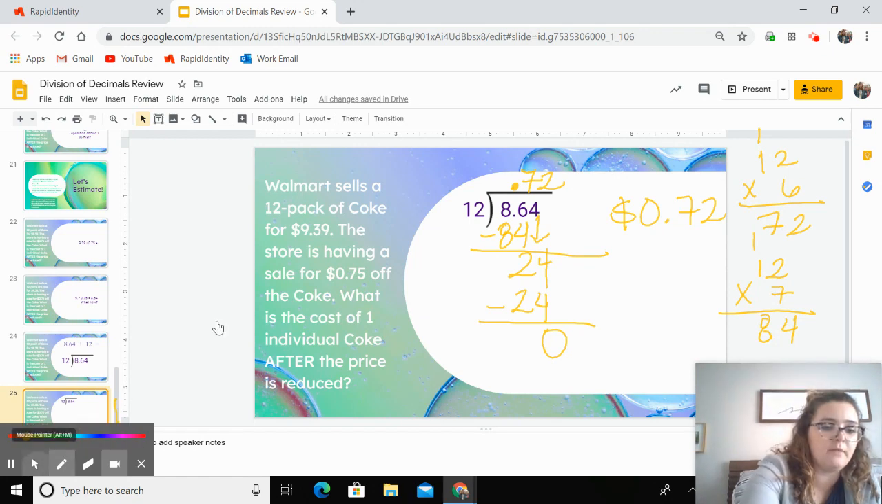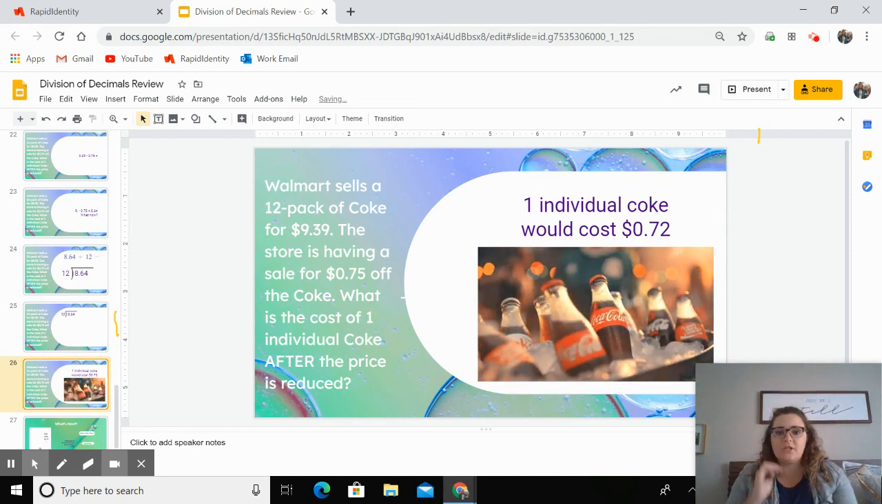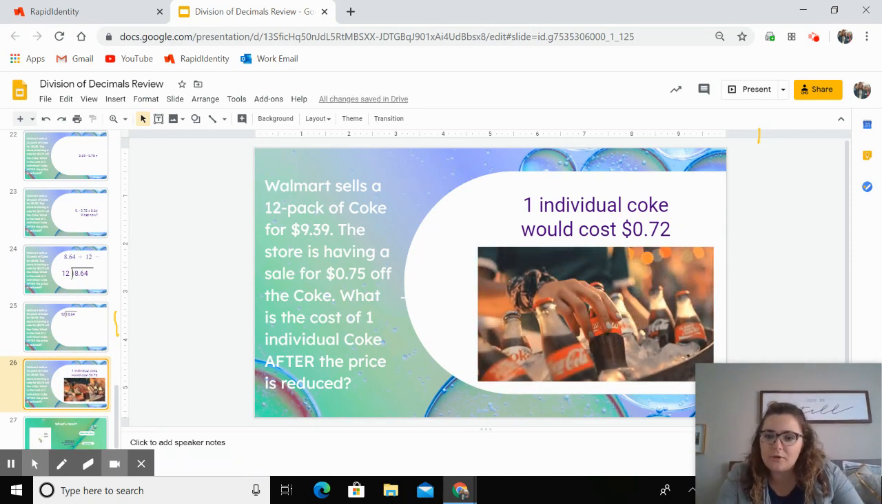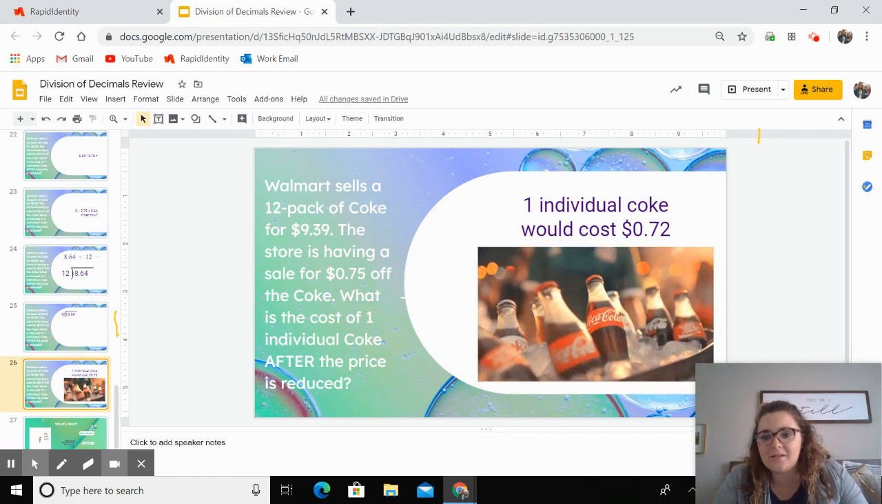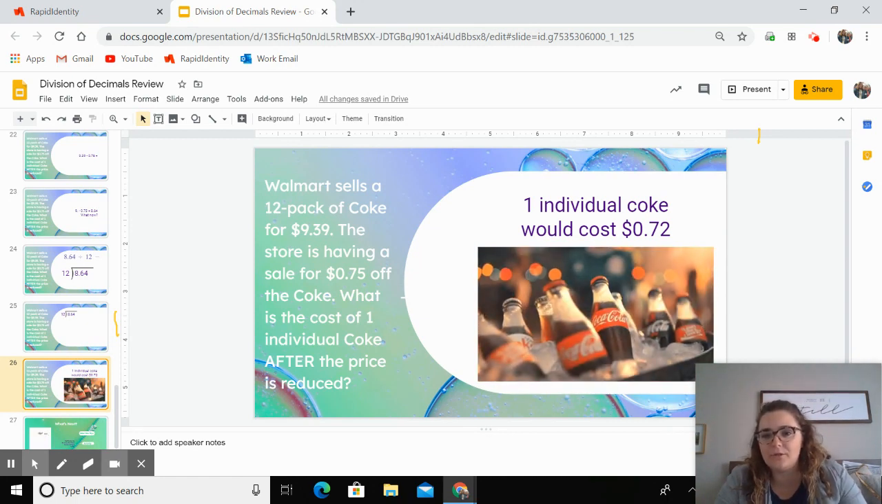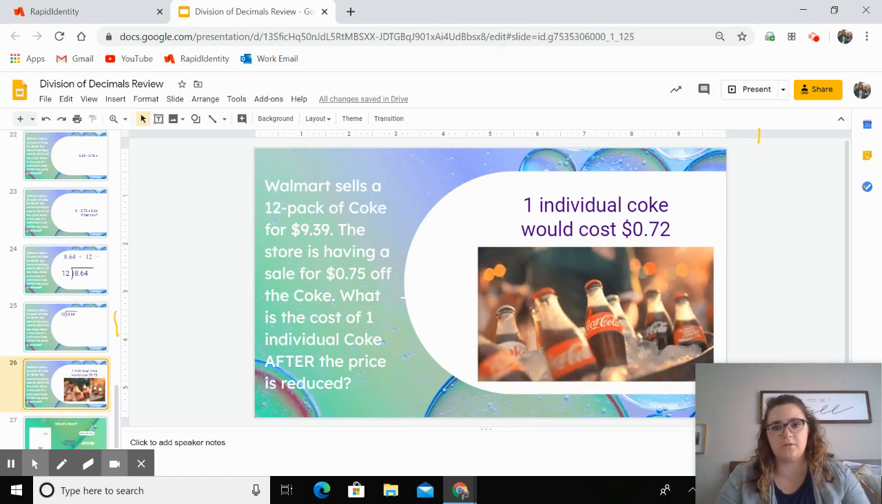Now we can think about whether our estimate made sense. Yes, it did. We said that it would be about 2/3 of a dollar for one Coke, and that's 66 cents. And so 72 cents is fairly close to 66 cents. So our answer is logical. It makes logical sense, okay?